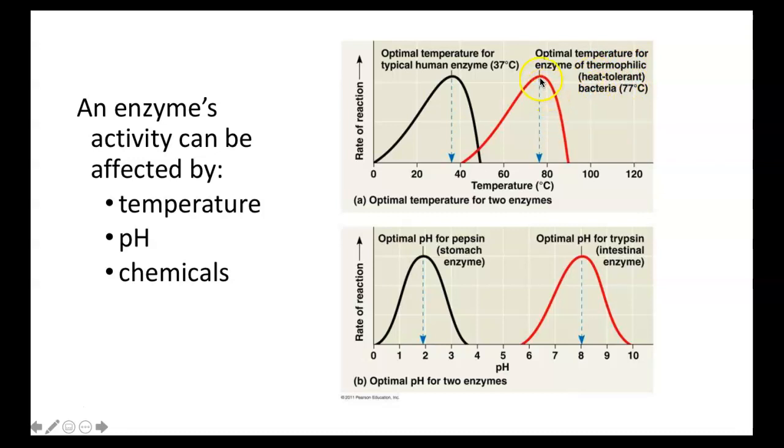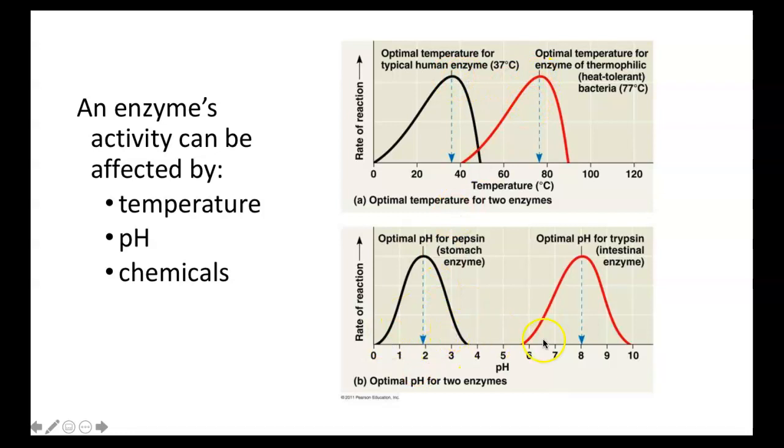So a bacteria that you would find in a hot spring at Yellowstone Park is going to have an optimal temperature of 77. At 77 degrees Celsius, that's where the enzymes of a thermophilic bacteria are going to work the fastest. So that's called the optimal temperature.